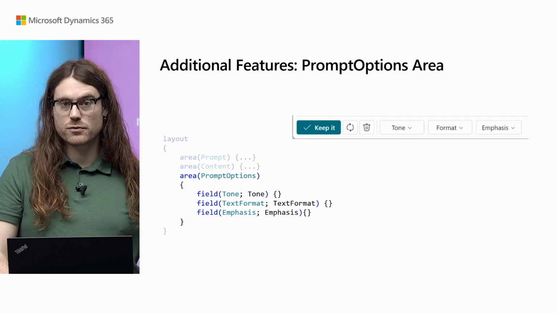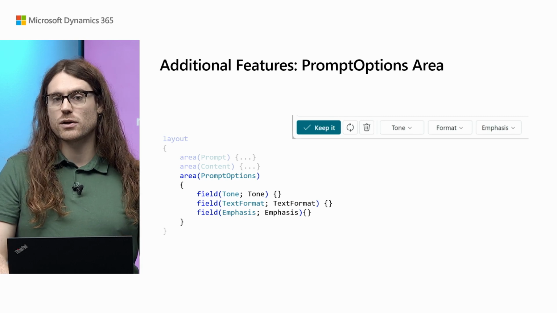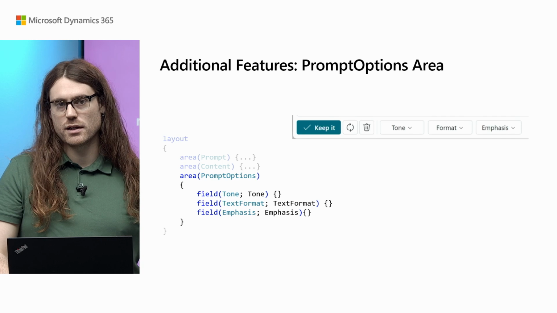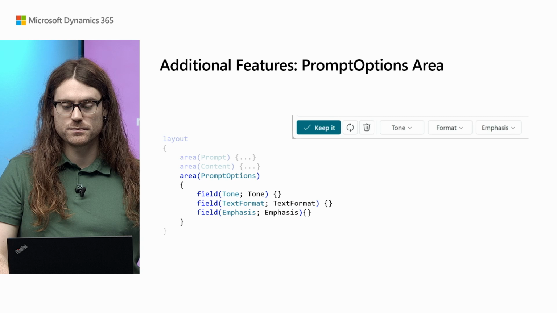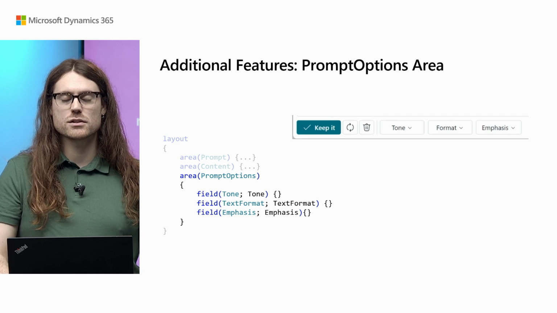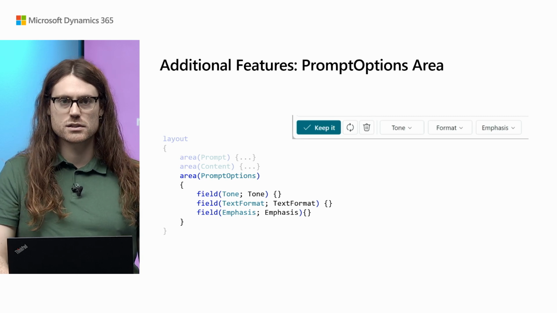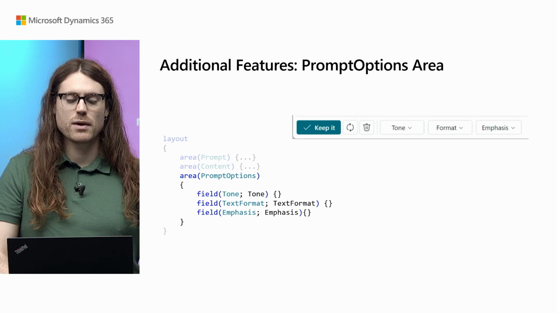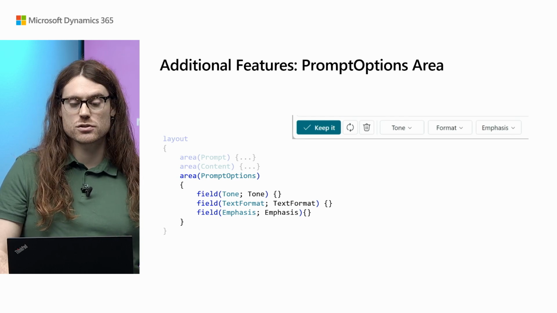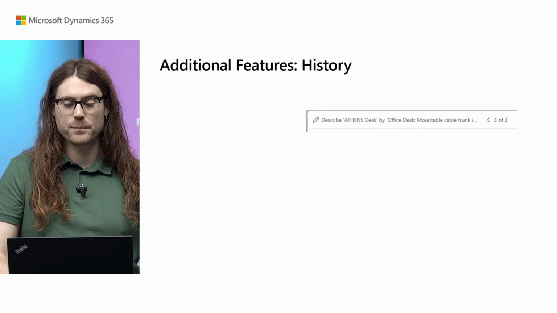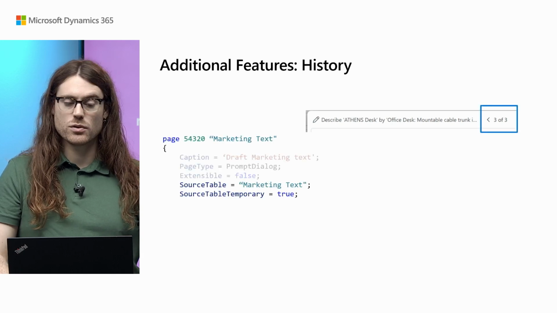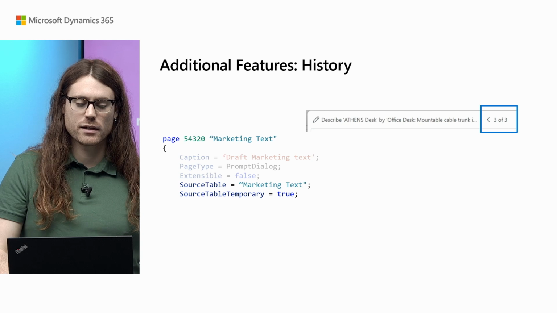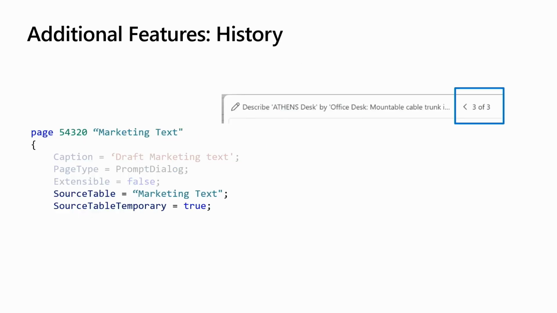These should be option fields, and they'll appear as drop-downs down in the footer, allowing users to tweak the generation process. And that might make sense for your scenario. Now, after the user has gone through this, made some of these tweaks, done multiple generations, they may feel that one of the previous versions was better for them. So you can also expose that history to the user, allowing them to traverse through multiple iterations by adding a source table to your page.